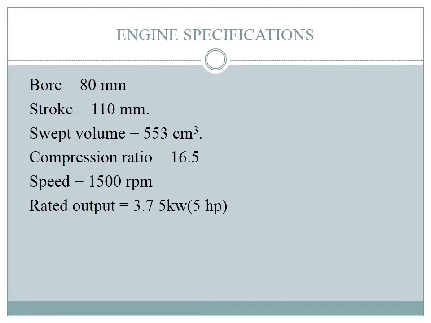These are the engine specifications on which we are doing our project. The bore of the engine is 80 mm, the stroke is 110 mm, the swept volume of the engine is 553 cubic centimeters, the compression ratio of the engine is 16.5, and the speed of the engine is 1500 rpm. The rated output of the engine is 3.75 kilowatt, which is nothing but 5 horsepower.